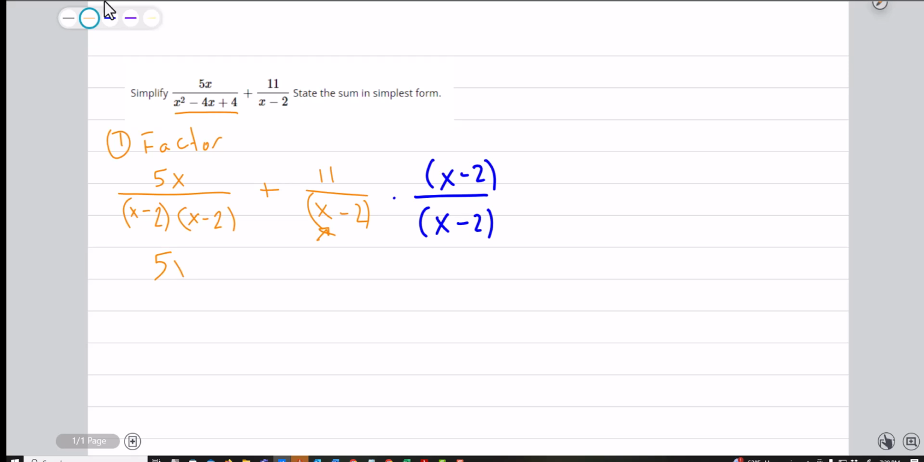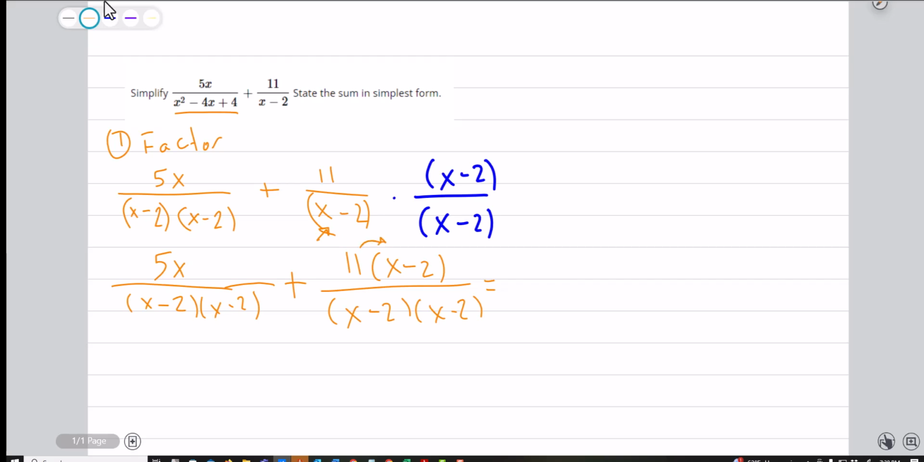So I still have my 5x. I still have my x minus 2, x minus 2. Now this one becomes plus 11 times x minus 2. And the bottom is x minus 2, x minus 2. Now that they have the same denominators, I can actually add these.